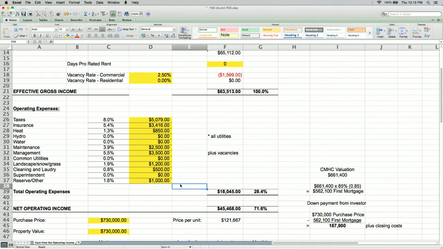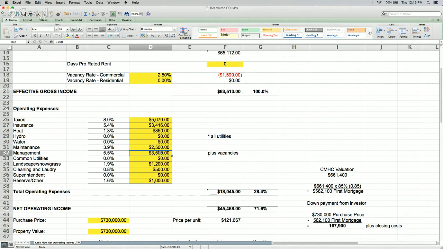So in the next 5 to 10 years, there's really not going to be a lot of capital expenses coming. But I'm still going to put away $1,000 a year, just in case something happens. And if in 10 years I have to change a roof, then there's 10 grand there waiting for me. Okay, so let's go back up to management.